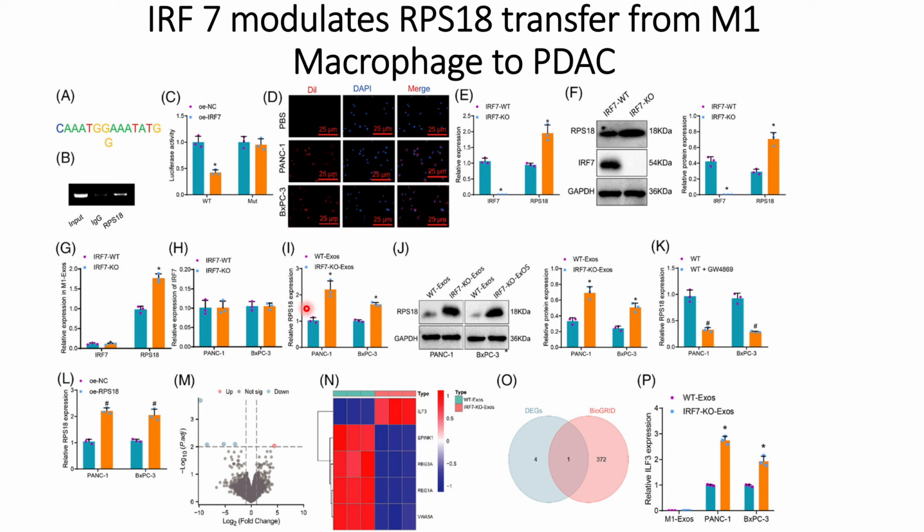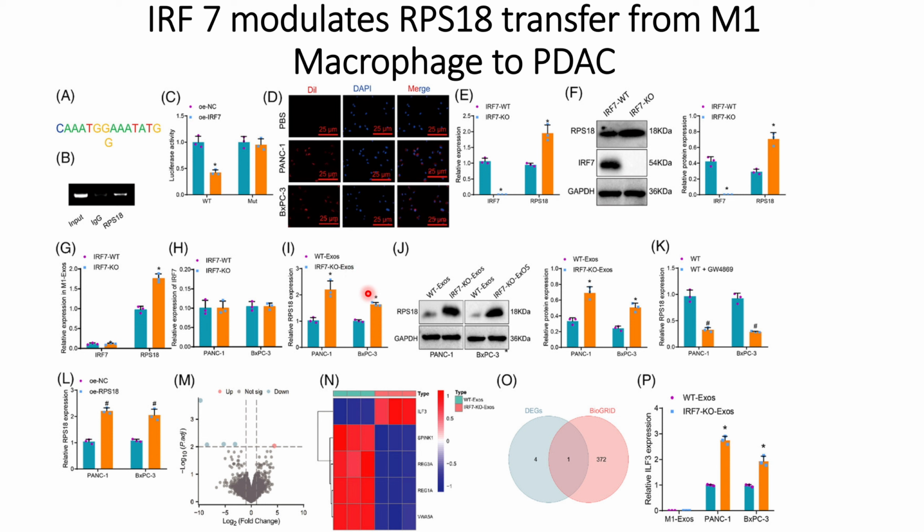So indicating that it's the IRF7 that interacts with this RPS18, and if there is no IRF7, the RPS18 can be translated in an uncontrolled manner and be transferred via exosomes into the pancreatic cancer cells, as the pancreatic cancer cells also have a high amount of RPS18 when the IRF7 is knocked out.